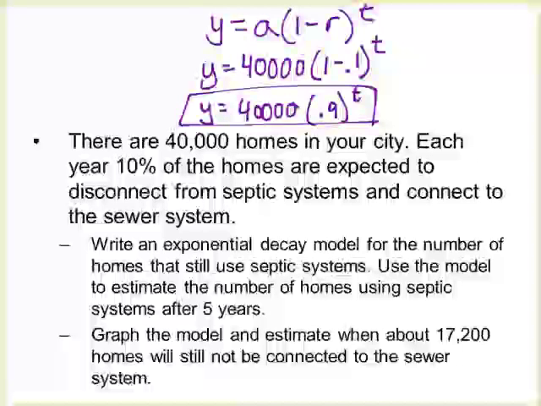Part A still asks us then to do one more thing. Use this model to estimate the number of homes after 5 years. So we'll plug a 5 into this equation. And we get 23,620. Questions on part A?